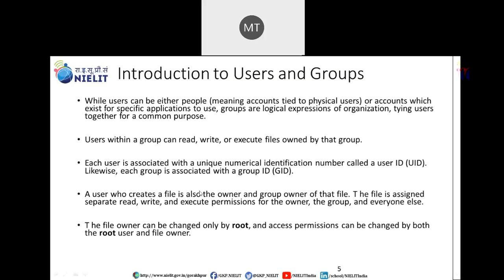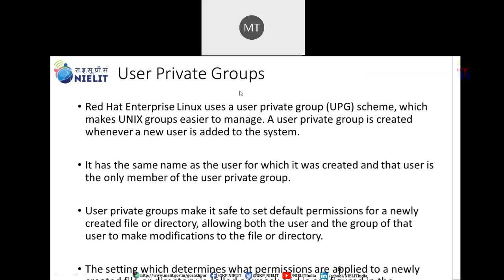The user who creates the file is called the owner. The file is assigned separate read, write and execute permissions for the owner, the group, and everyone else. The file owner can be changed only by the root, and access permission can be changed by both the root user and the file owner. So in a system, only one root user can exist, but multiple other users, normal users, can exist.